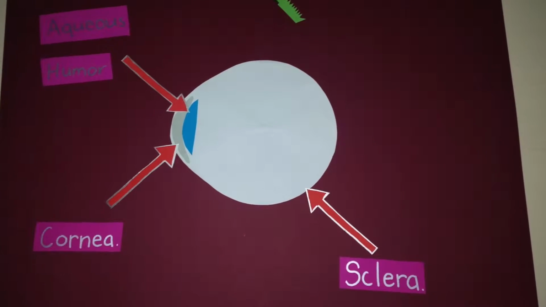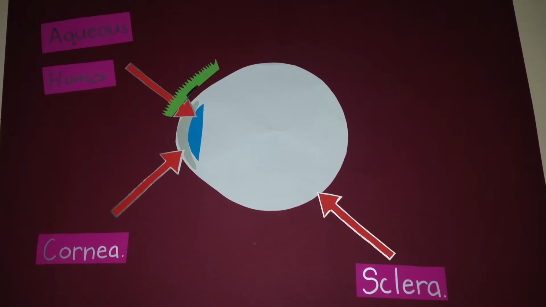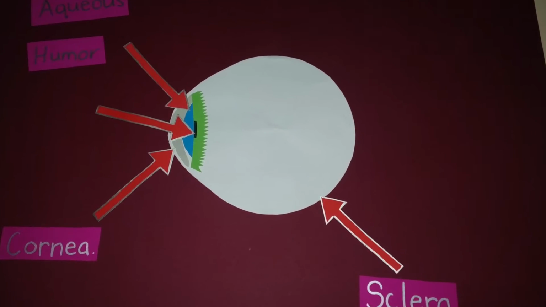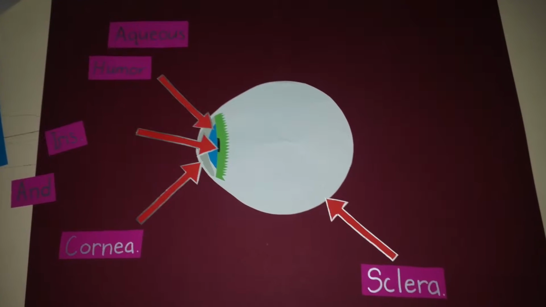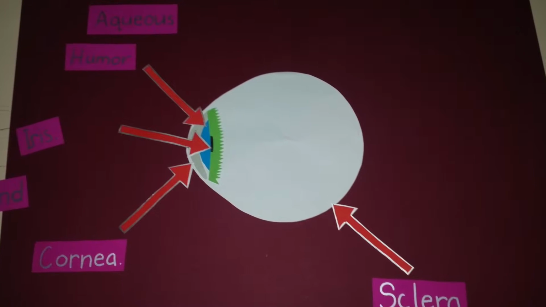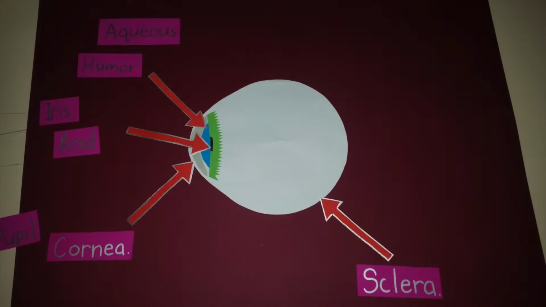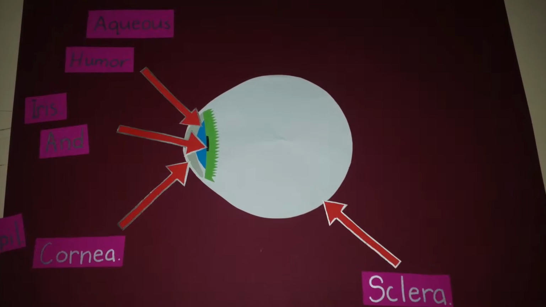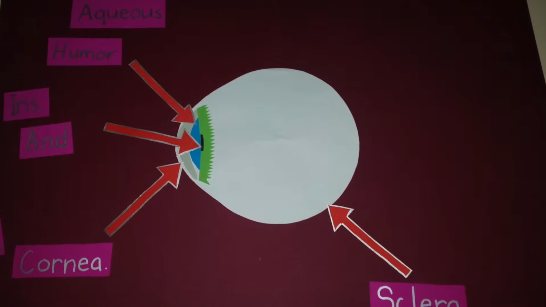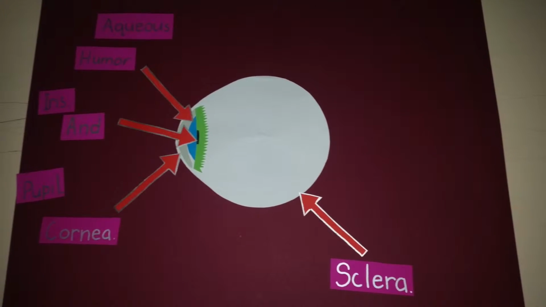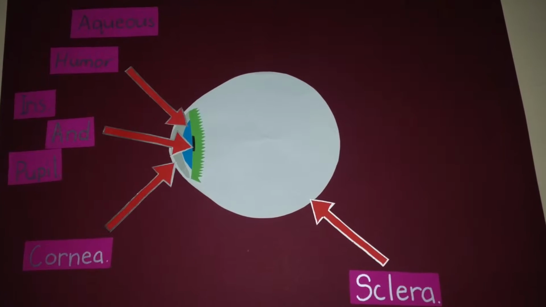Next, we have the iris and the pupil. The iris is the coloured part of the eye. The colour of a person's eye depends on each individual's genetics. For example, some people have green eyes, some people have blue eyes, and some people have brown eyes. There are two main muscles of the iris called the sphincter pupillae and the dilator pupillae, also known as the pupil. These muscles control how much light enters the eye.